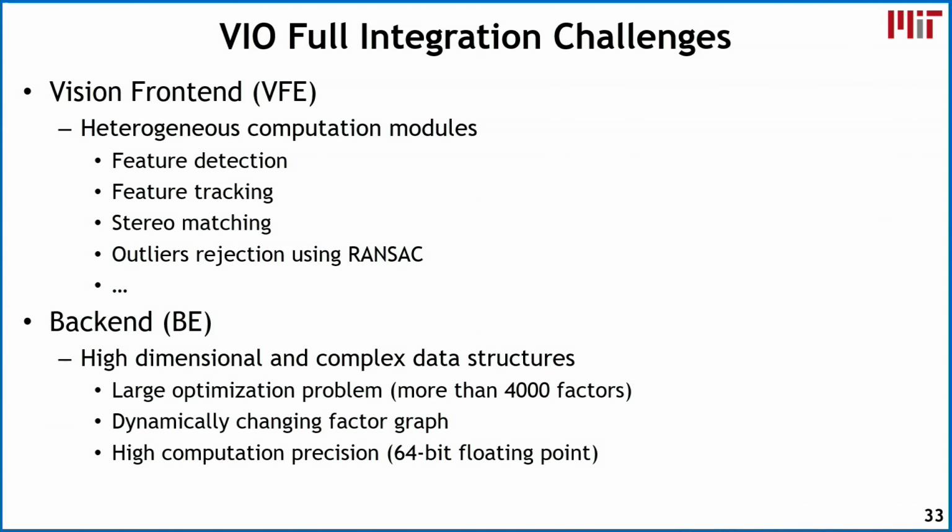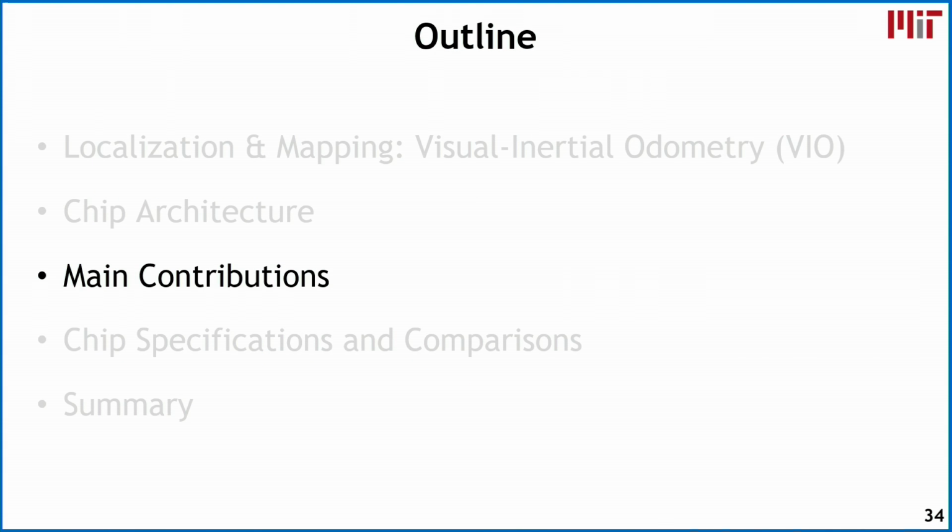On the backend itself, as we mentioned, it solves a very high-dimensional, complex factor graph optimization. There are over 4,000 factors within this factor graph itself. Again, it's dynamically changing over time. And we need to keep high precision in order to properly solve this factor graph optimization.